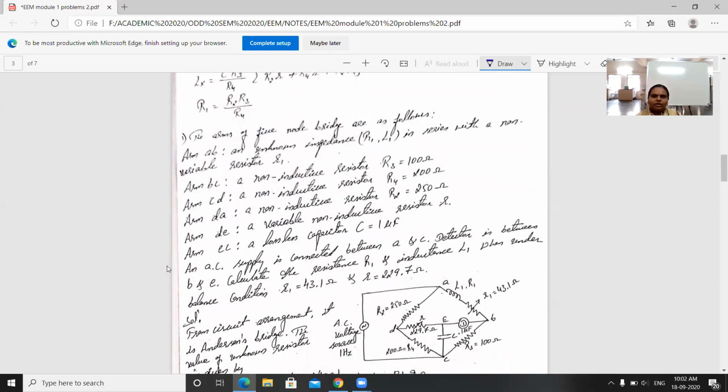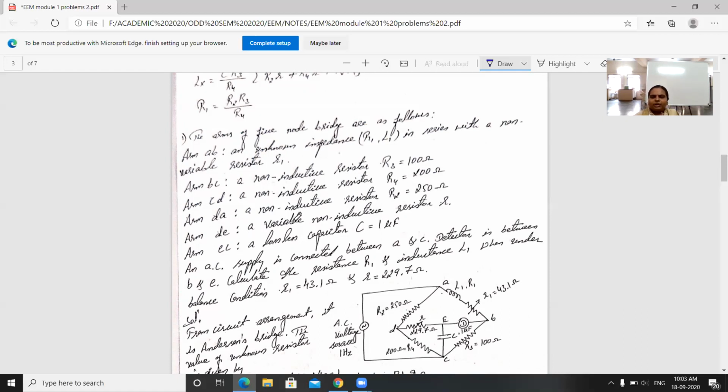Here a problem is given for us. What is the problem? The arms of the five-node bridge are as follows. Arm AB, an unknown impedance, that is R1, L1, in series with a non-variable resistor, small r1, is connected across A, B. Okay. Then across BC, a non-inductive resistor R3 of 100 ohm is connected. Across CD, a non-inductive resistor R4, 200 ohm. Across DA, a non-inductive resistance of 250 ohms is connected.